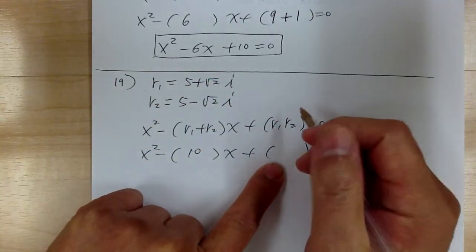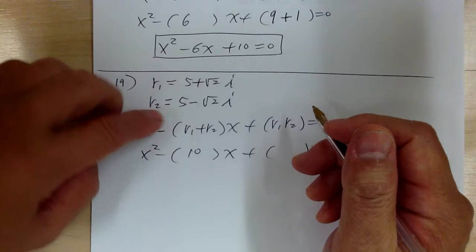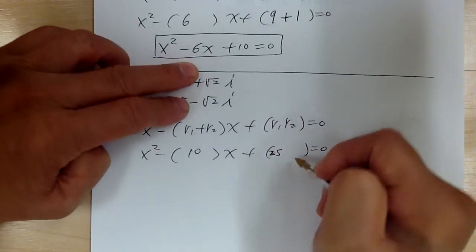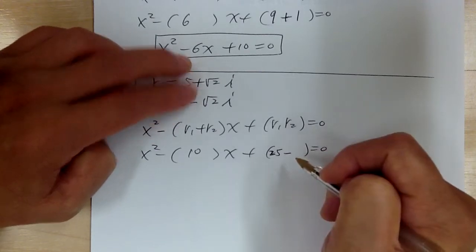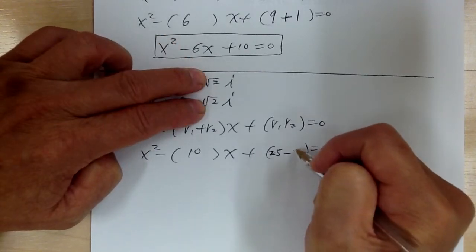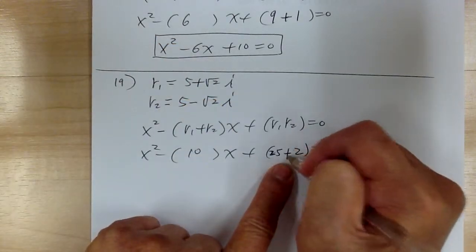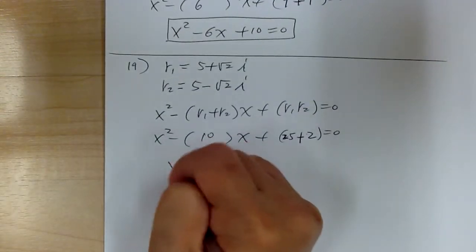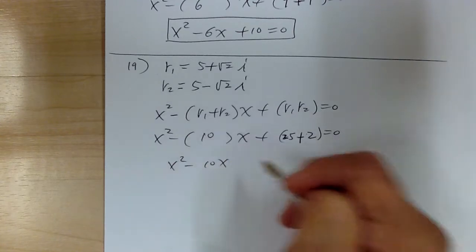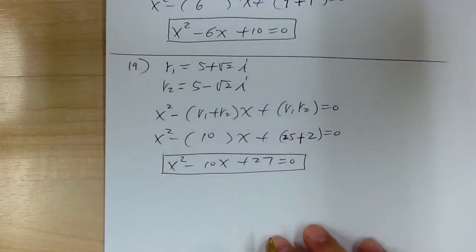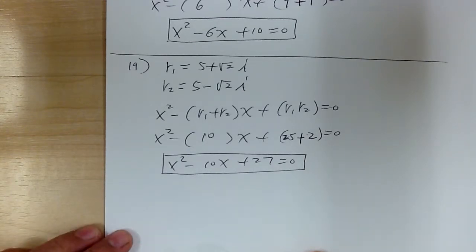Now when you multiply, again this is a conjugate, so this would be 25 plus or minus, plus times minus will give you a minus. Square root 2 times square root 2 is 2. i times i is negative 1, so this becomes plus. And then you simplify a little bit, and that's it. Okay. Let's go to 21.